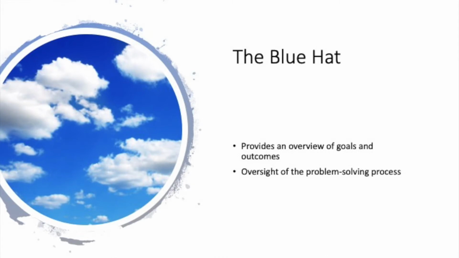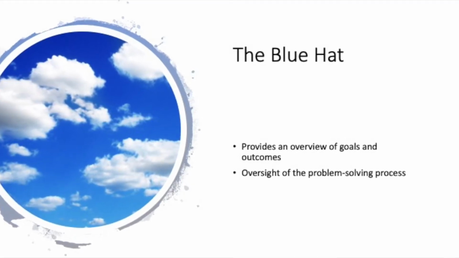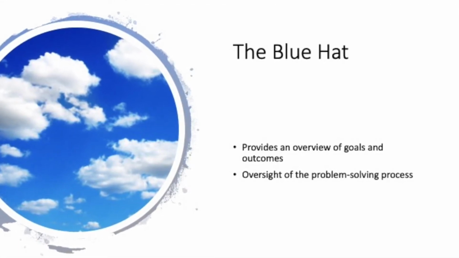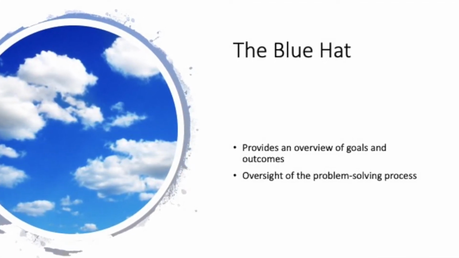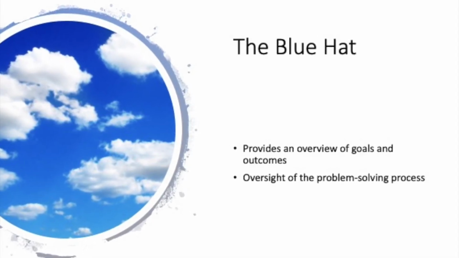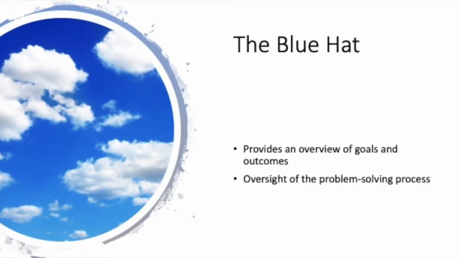Think of the blue hat like the sky that oversees everything on the planet. This hat focuses on control and providing an overview of the expected outcomes for the problem-solving process. Most often, this hat will be used at the beginning and at the end of a meeting or session, helping to provide oversight into how it will run and also summarize the achievements and solutions.